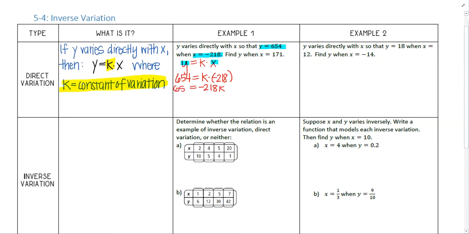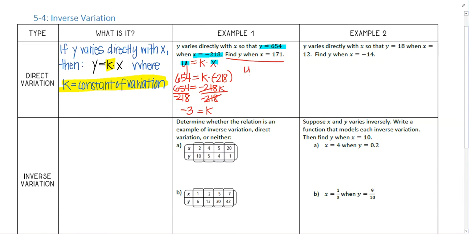So then what we need to do is solve for k. So I'm going to divide each side by negative 218. Might need a calculator here. It turns out to be that k is negative 3. So now we're going to use this k to help us answer the second part of the question, which is find y when x is 171.